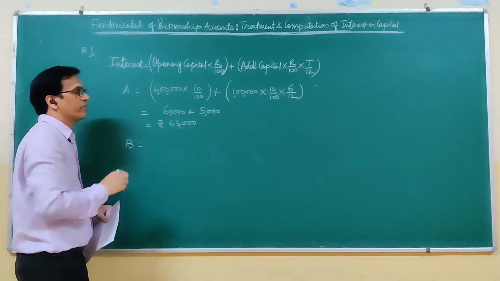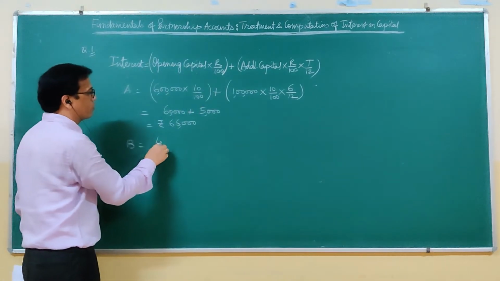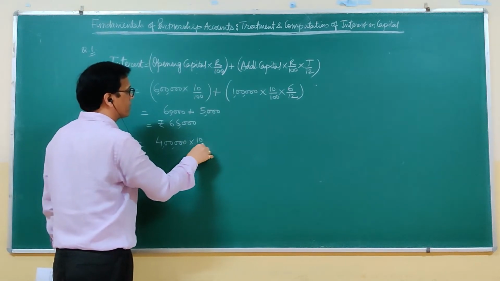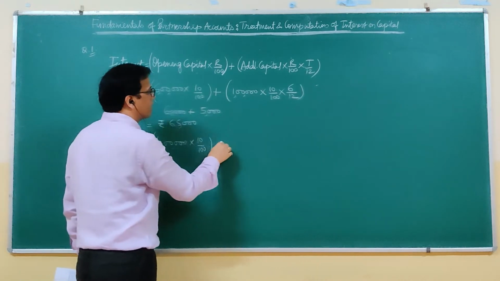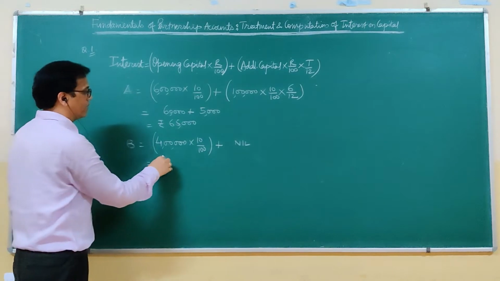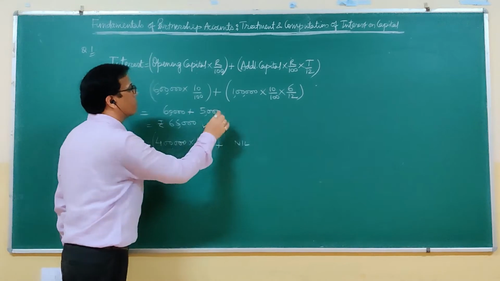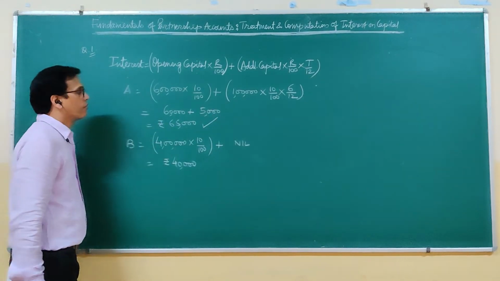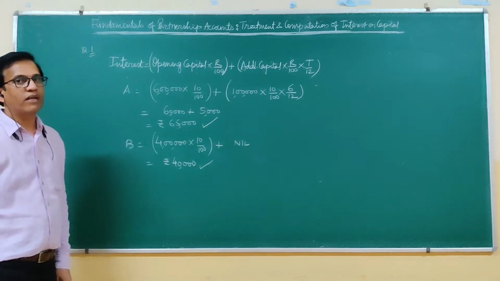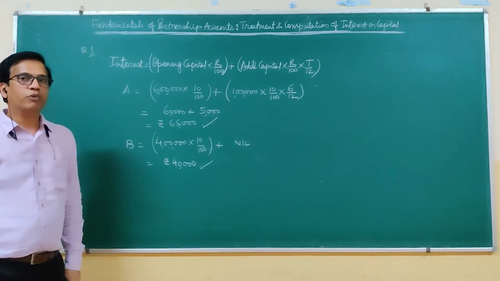Likewise for B. B's opening capital is 4 lakh rupees. Rate of interest is the same for him, 10%, plus his additional capital is not given, so we write nil here. Then it will be 40,000 for him. So this way, interest on capital on A's capital is 65,000, on B's capital 40,000 rupees. This way we will calculate it. Formula, then accordingly the amounts will be put.